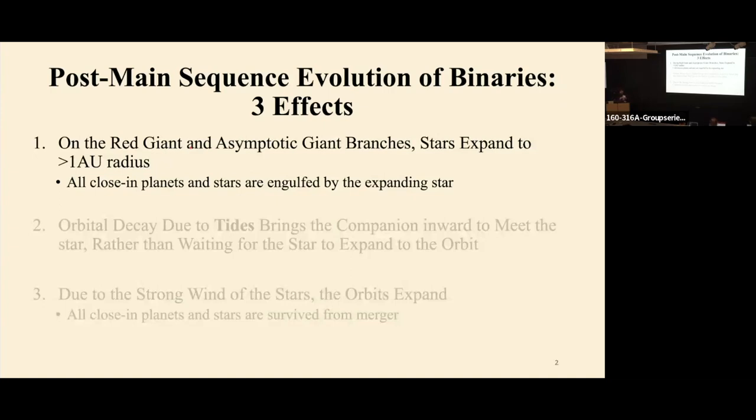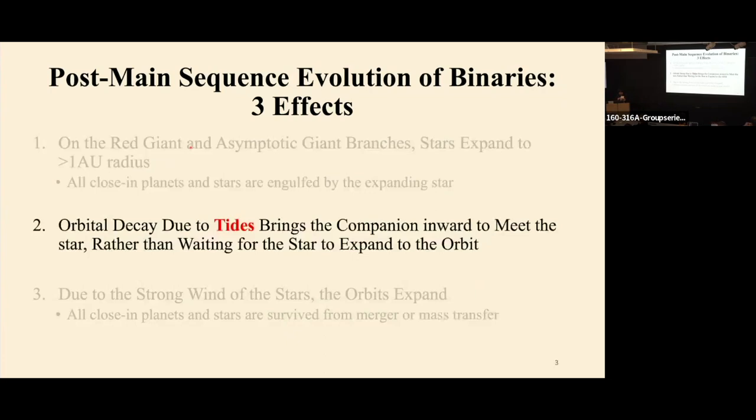The first effect is that when the primary star in the binary system becomes a late-type star, for example an RGB star or an AGB star, the stellar radius will expand to more than 1 AU. So all the close-in planets or a secondary star will be engulfed by this expanding star. The second effect is that, instead of waiting for the stellar expansion, if the tidal effect is really strong, tides can bring the second object inward to meet the primary star. And then the system could merge or undergo mass transfer.